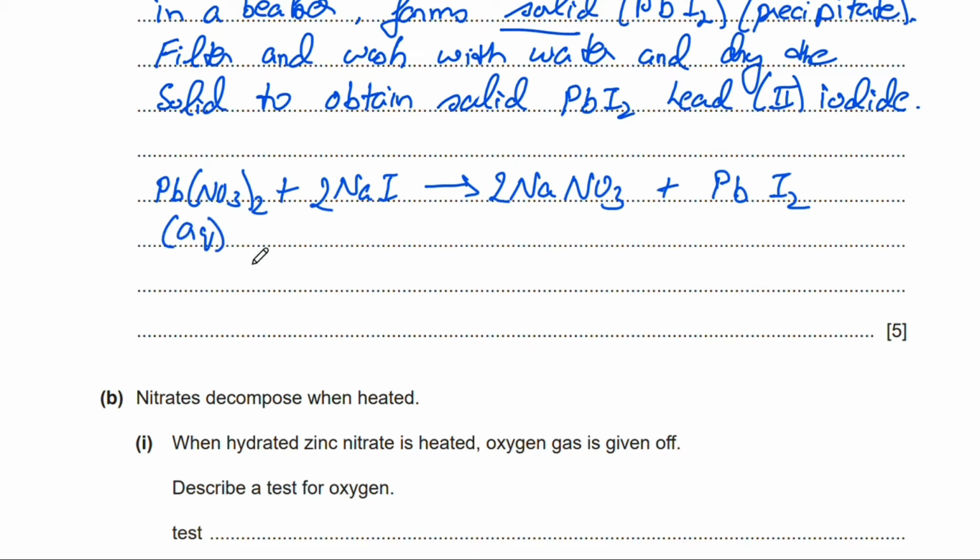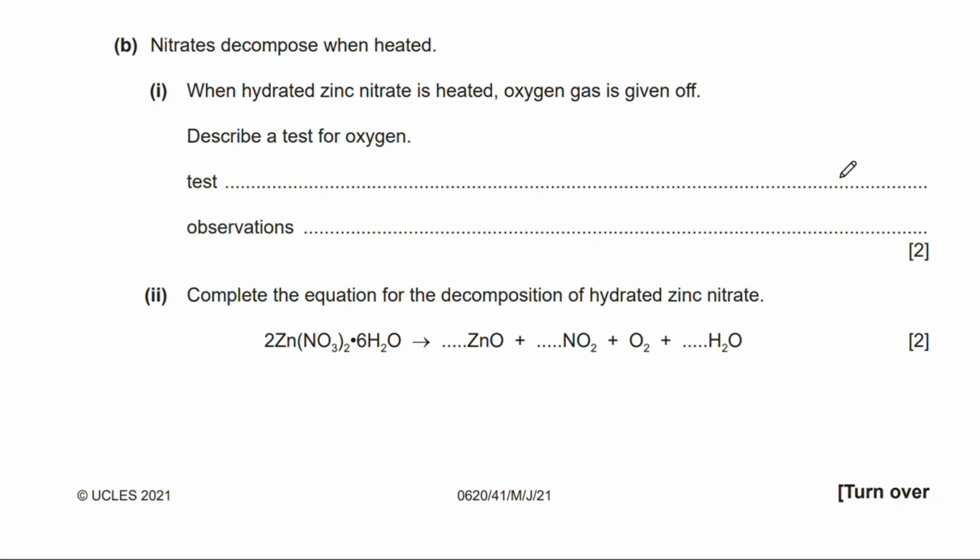See, Pb(NO3)2 is aqueous. This is also aqueous because they are forming a solution. This will also be aqueous, it's soluble, and this will be solid, which is a precipitate. Solid.